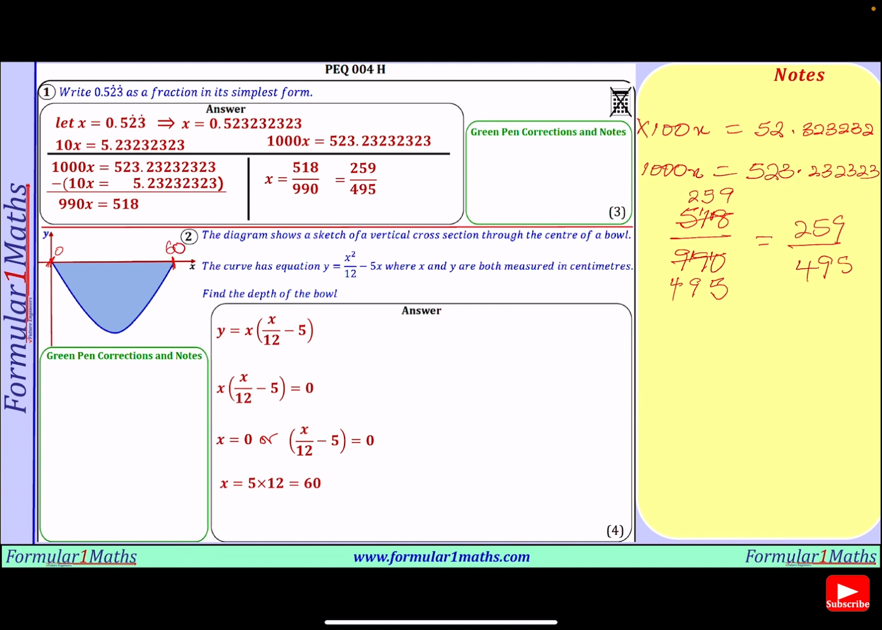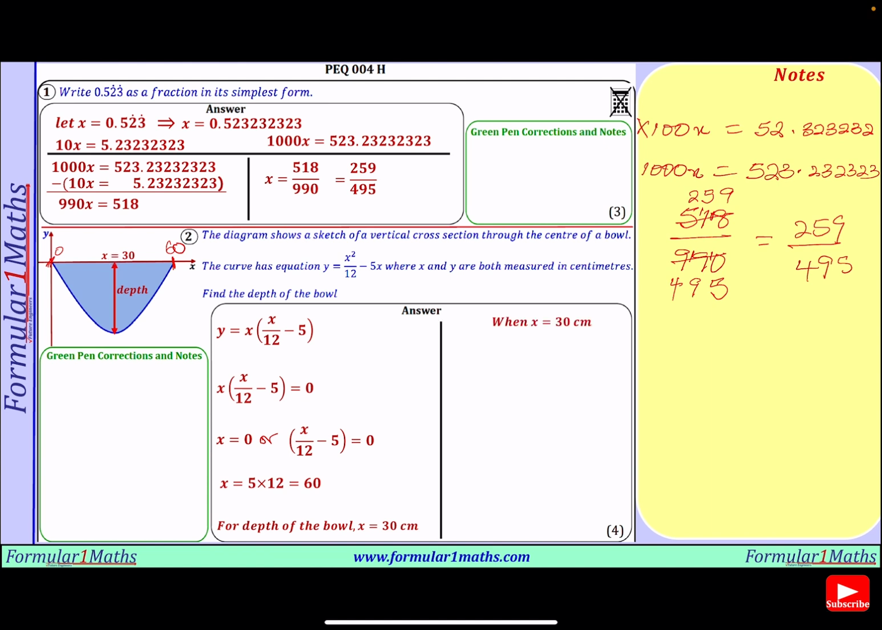Now, by symmetry, the midpoint of this curve occurs somewhere there, and that will occur where x equals 30 by symmetry. And that's where the depth of the bowl can be measured. So, for the depth of the bowl, x must be equal to 30. That means that I need to substitute 30 into the equation here to get the value of y at this point.